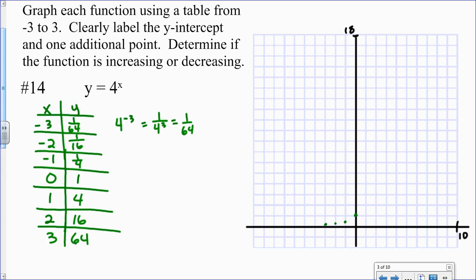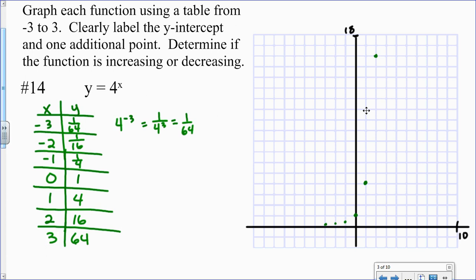Okay, then I have 0, 1, 1/4, 2, 16, and then 3, 64. So the more negative I get, the smaller that y value is. So the next one, 4 to the 4th is 256. So 1 over 256 is really, really small.